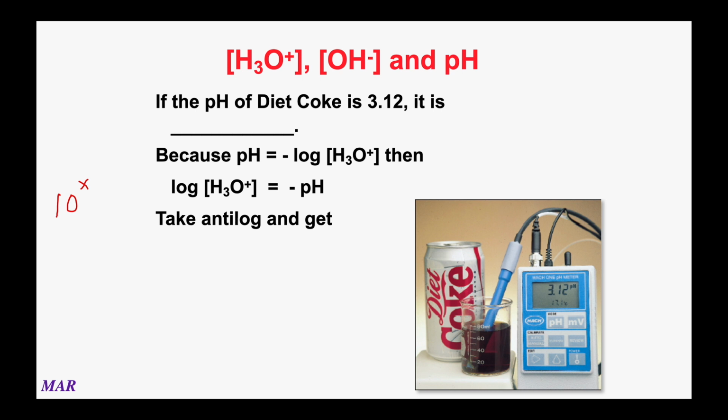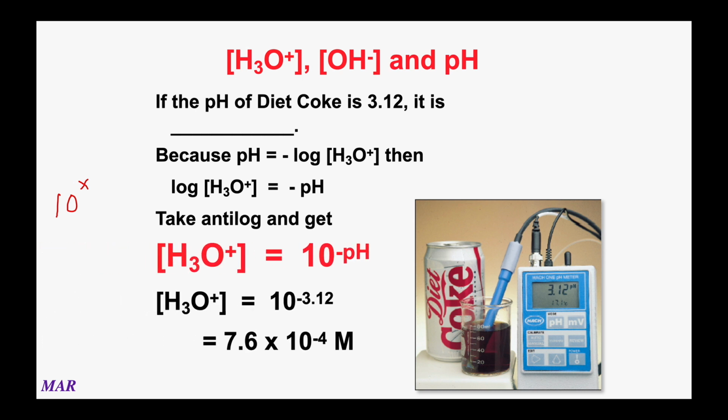So if you wanted to find the amount of hydronium, you would take the anti-log of both sides. Hydronium equals 10 to the minus pH. So it's like 10 raised to the power of log hydronium equals 10 raised to the power of minus pH. The 10 and the base 10 logs cancel out, so that's where hydronium comes from. And then on the other side, you have 10 raised to the power of minus pH.